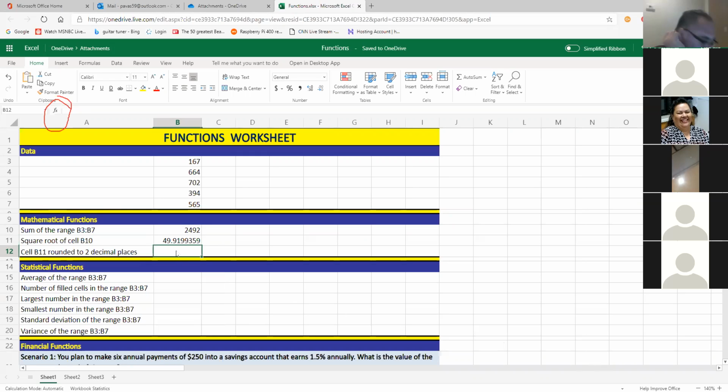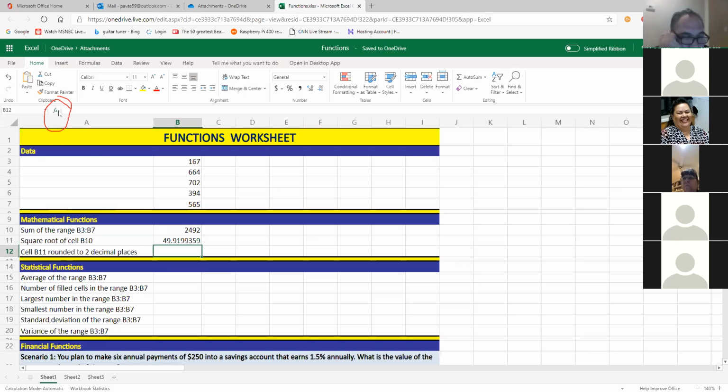But look at what we need to do on the next one, on cell B11. We need to round it off to 2 decimal places. How can we do that? Well, there's also a function that does that. It's called the round function for rounding off numbers. How do we find that? We can find it on the function. This is just to learn how to use the function key.